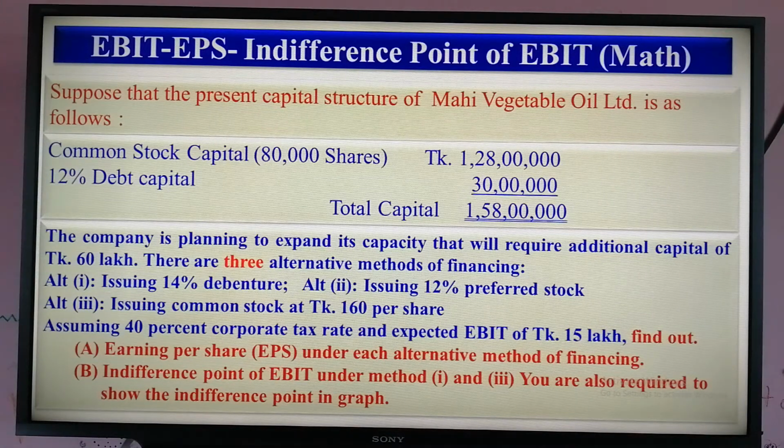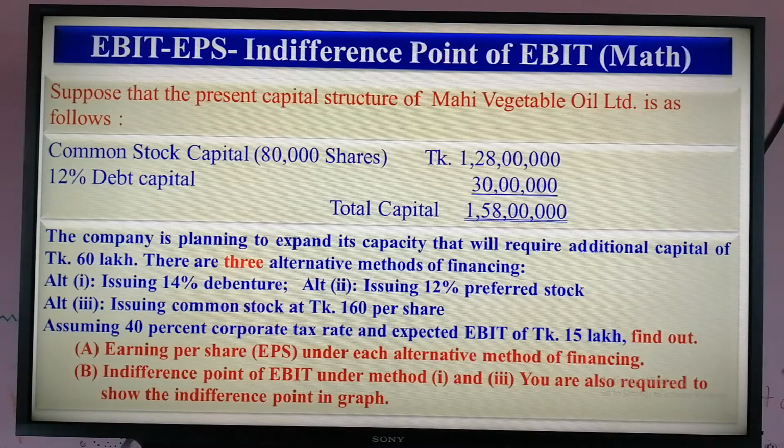Suppose that the present capital structure of Mahi Vegetable Oil Limited is as follows. Common stock capital 80,000 shares, 1 crore 28 lakh, and 12% debenture, taka 30 lakh. Total capital 1 crore 58 lakh. This is the existing capital structure of Mahi Vegetable Limited. But Mahi is a dynamic company. They want to expand their capacity of production. For that reason, they require an additional capital of taka 60 lakh.